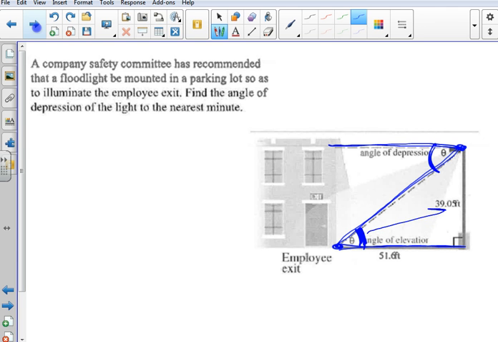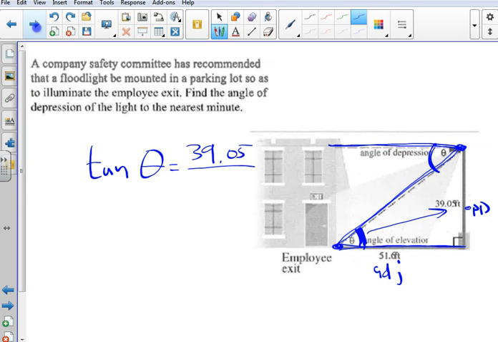I have an opposite side and I have an adjacent, so it's tangent again. But this time I don't know the angle. The tangent of the missing angle is going to be the opposite, 39.05, divided by the adjacent, which is 51.6.